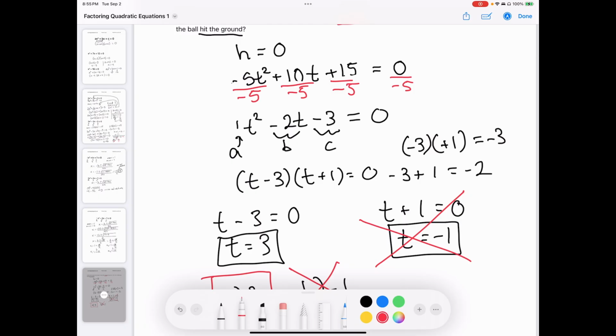To recap, if you have some nice integers, factor. Some messy irrational roots, use the quadratic formula. No real solutions, again, use the formula. Both methods give the same answers, but factoring is faster when it works.